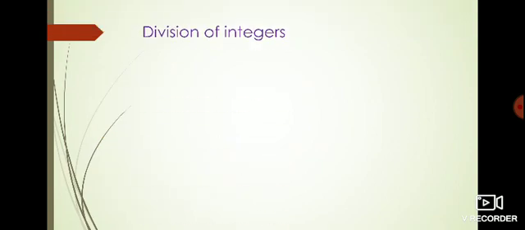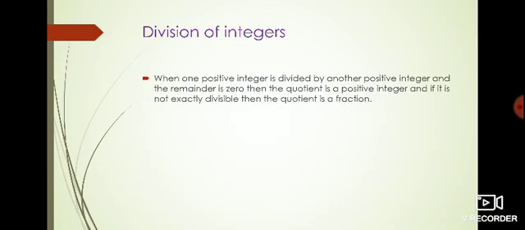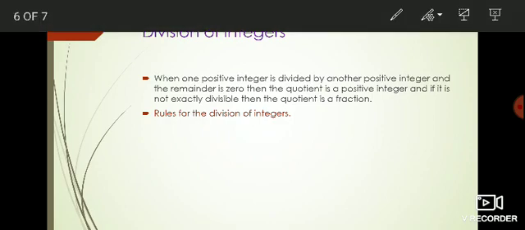Now we will see division of integers. First one, when one positive integer is divided by another positive integer and the remainder is 0, then the quotient is a positive integer. This one we know already. And if it is not exactly divisible, then the quotient is in the form of a fraction, a upon b form we are writing. Now some rules are there for division of integers that we will see.